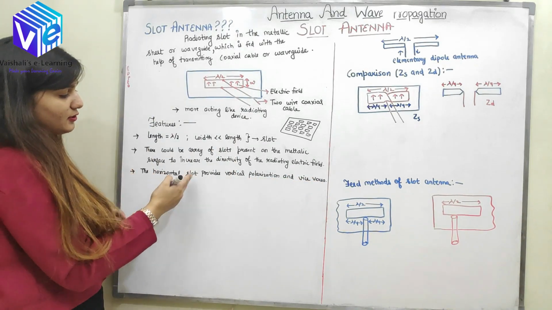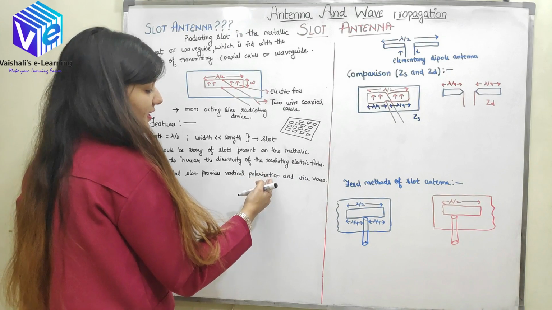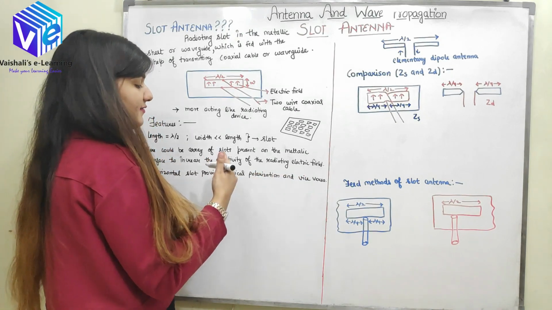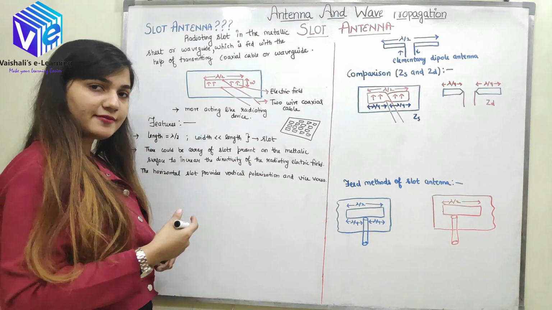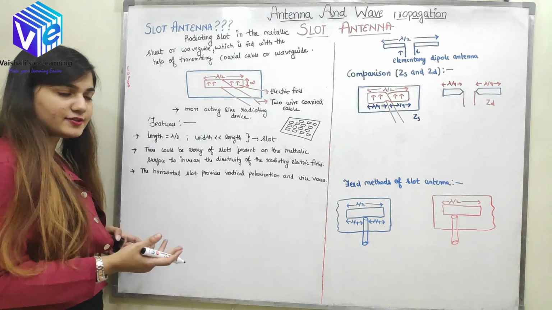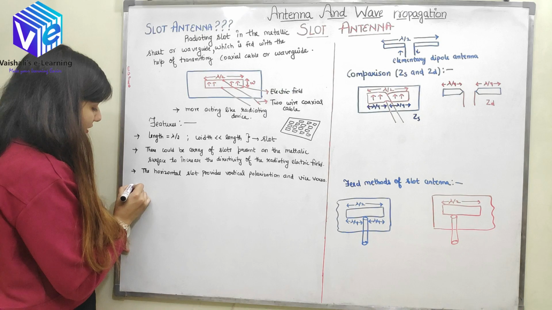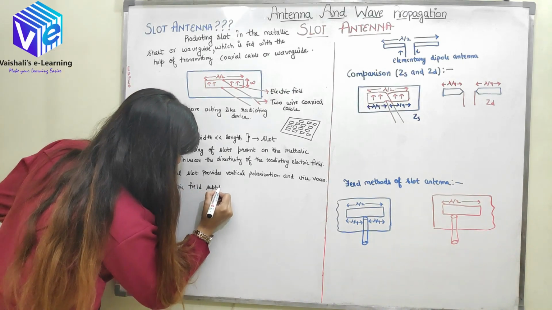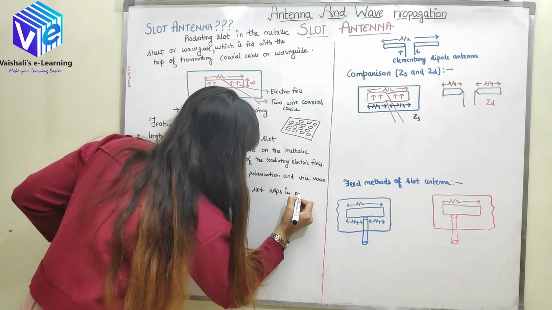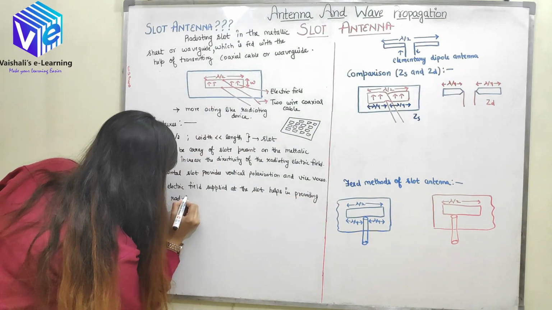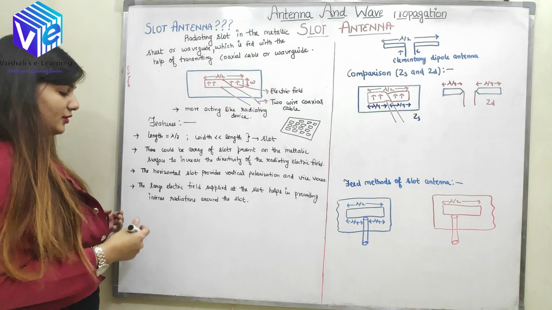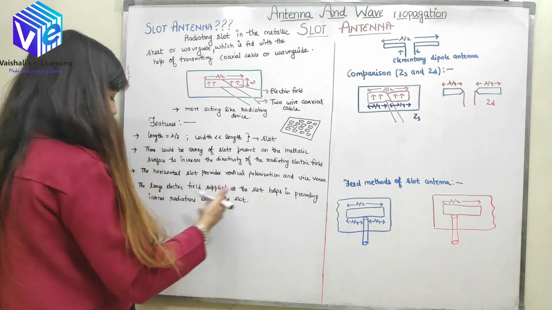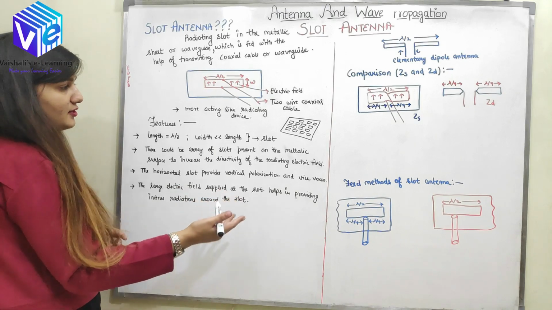The third feature is that the horizontal slot provides vertical polarization and vice versa. That means the horizontal slot provides vertical polarization and the vertical slot provides horizontal polarization. The fourth feature is that the large electric field supplied at the slot helps in providing intense radiation around the slot.